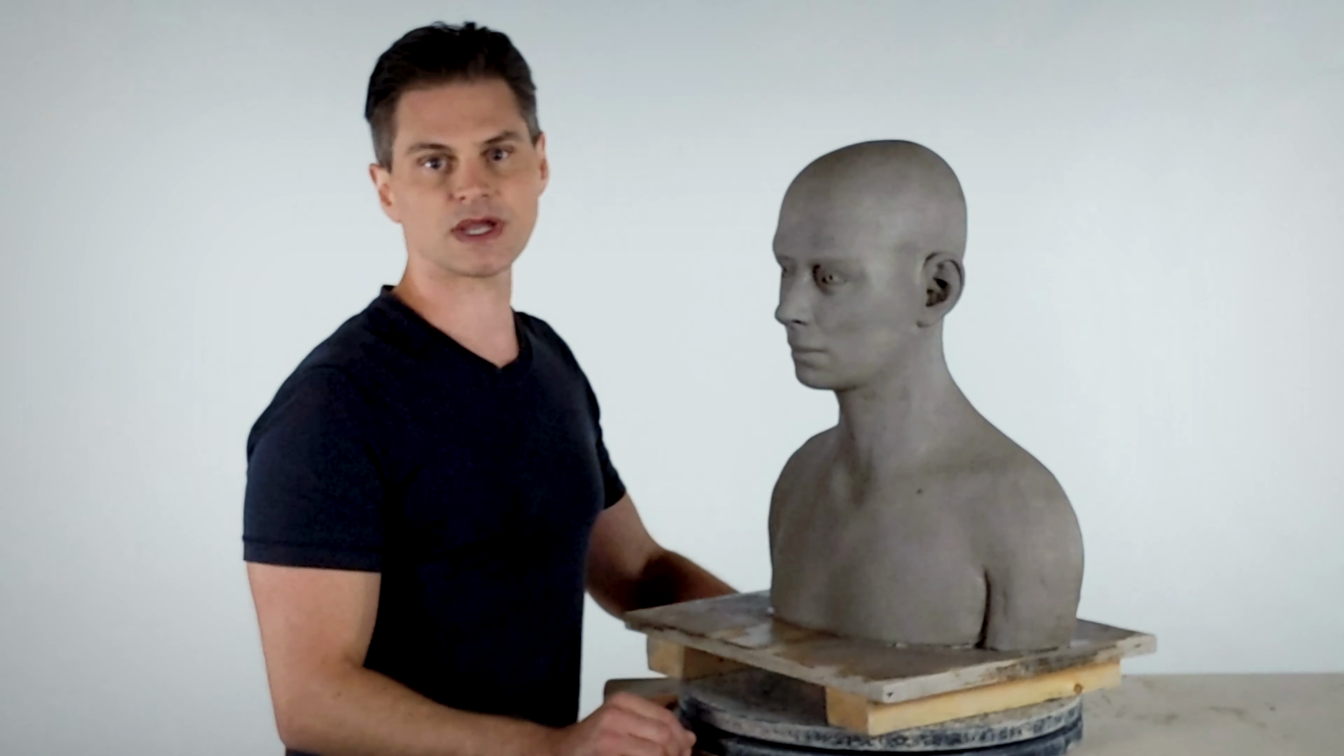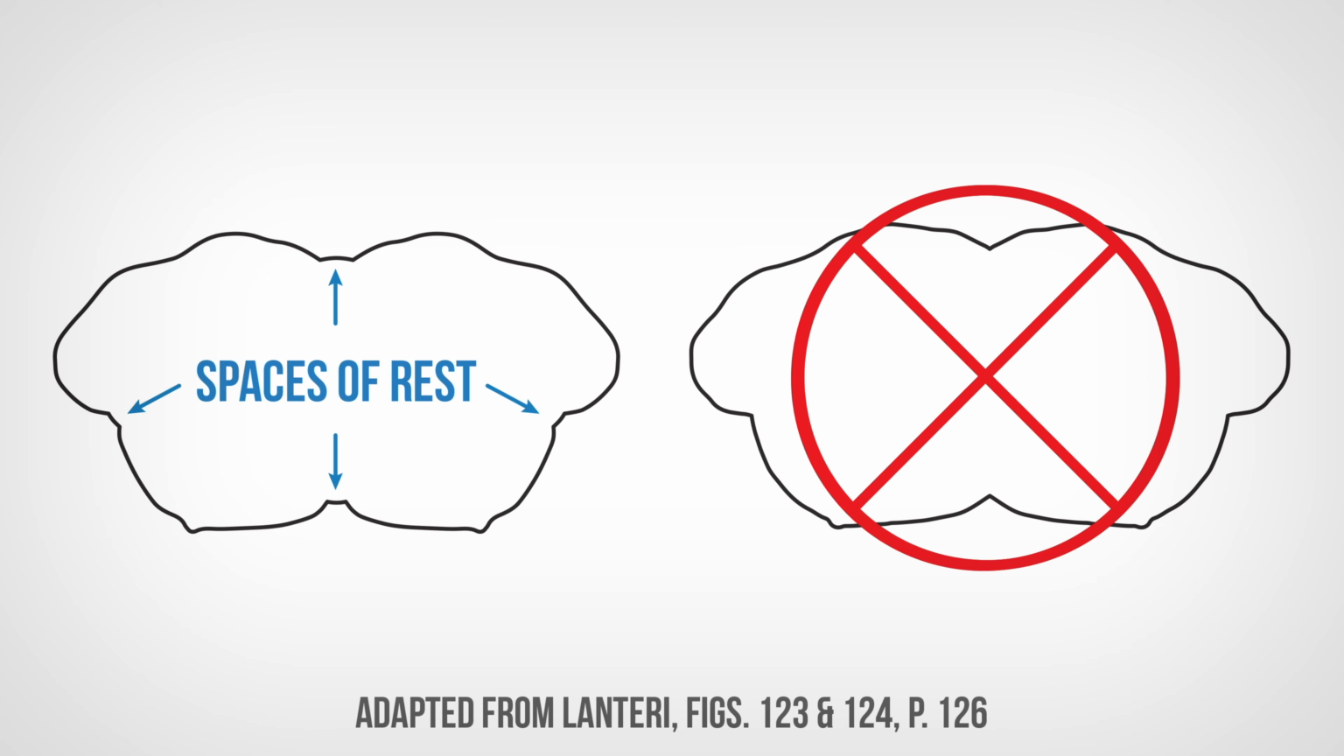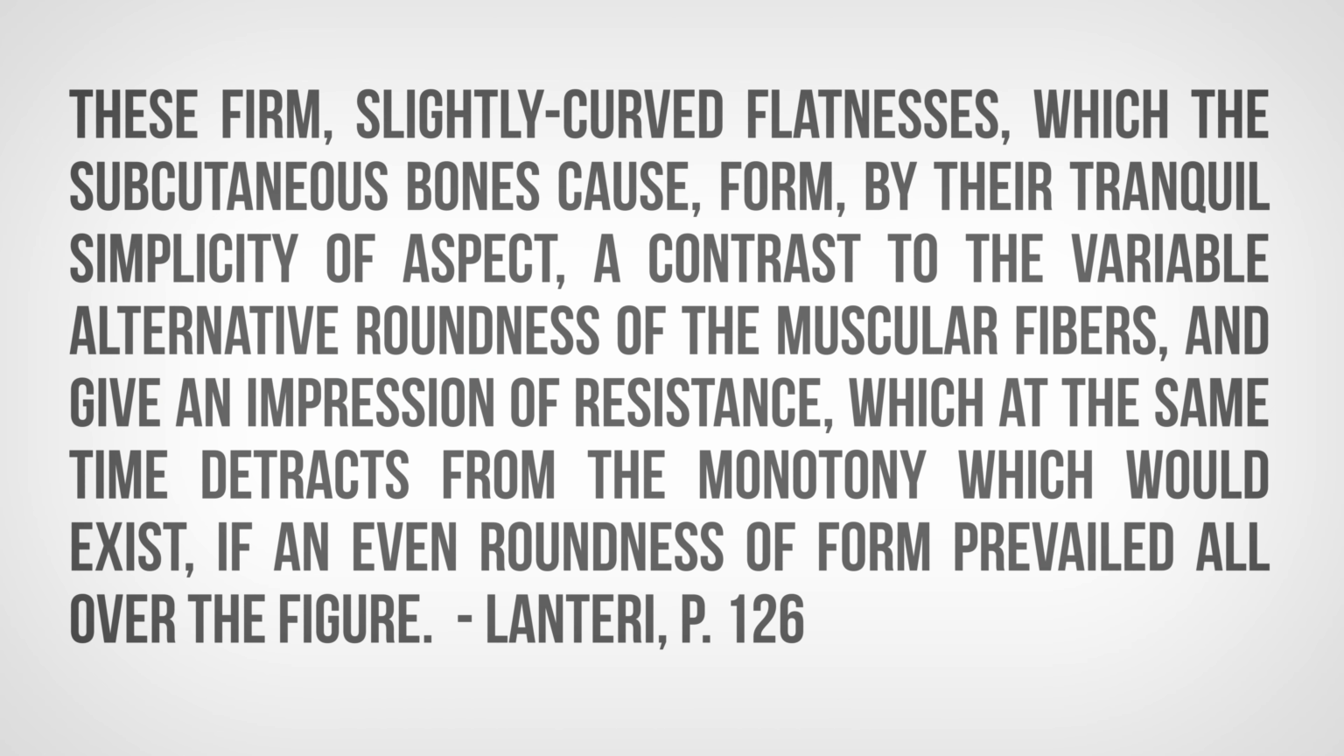Edward Lanteri also recommends that you articulate anatomical structures using small, planar spaces of rest rather than acute angles. These firm, slightly curved flatnesses, which the subcutaneous bones cause, form, by their tranquil simplicity of aspect, a contrast to the variable alternative roundness of the muscular fibers, and give an impression of resistance, which at the same time detracts from the monotony which would exist if an even roundness of form prevailed all over the figure.